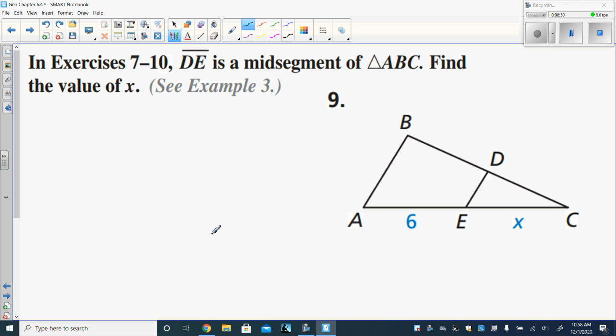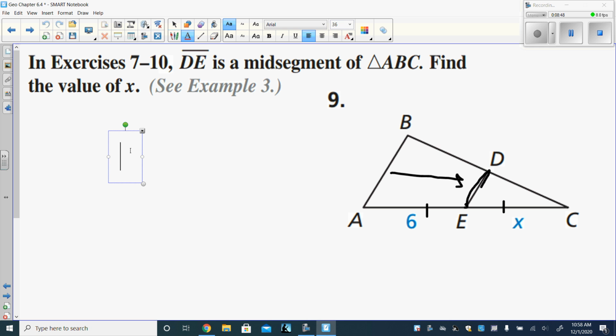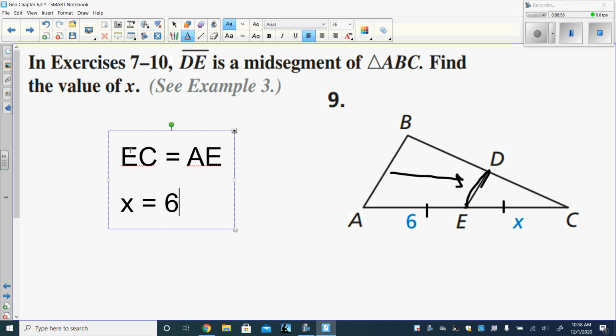Now, looking at this here, well, we've mainly been dealing with these two here because DE is equal to half of AB, and AB is twice DE. But again, DE is a mid-segment. A mid-segment connects the two midpoints. So if they're midpoints, it means that EC is equal to AE. So x is equal to 6. Because these two lengths are going to be the same because it's a midpoint.